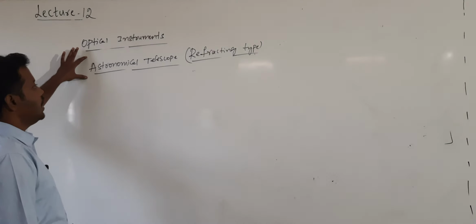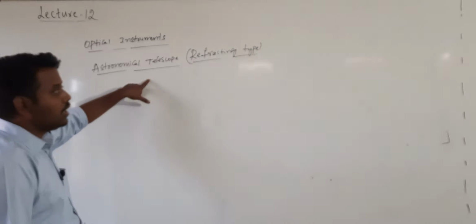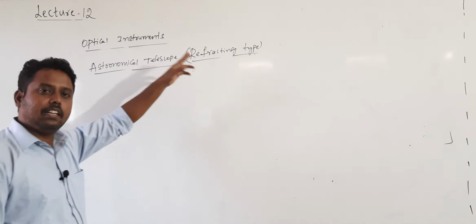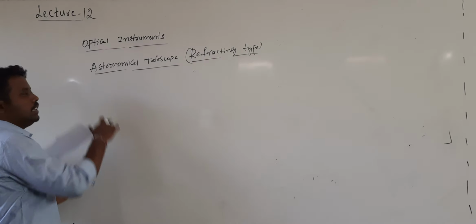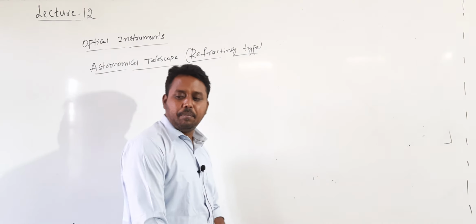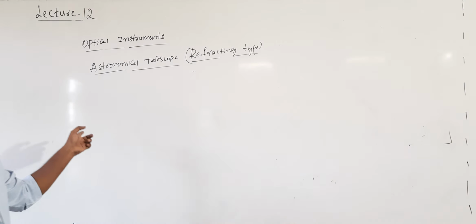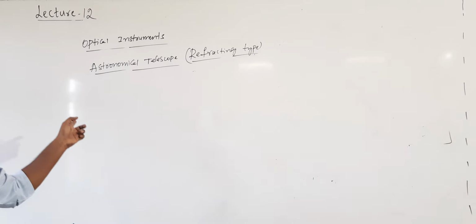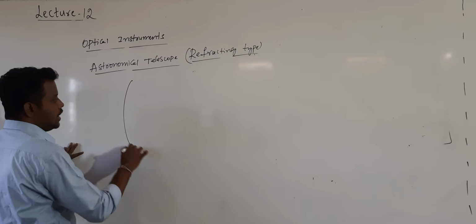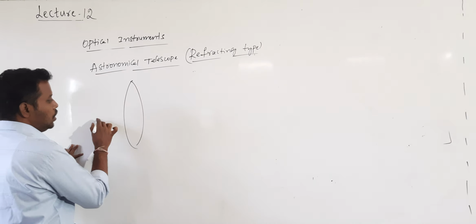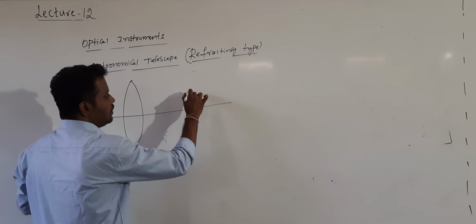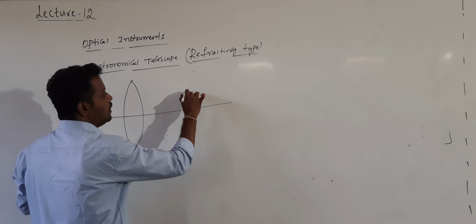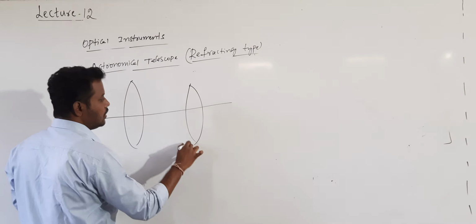Again, for the astronomical telescope there are two types. One is the refracting type, the other is the reflecting type. First we will see the refracting type and what its disadvantages are. After that we will see the advantages, and why we go with the reflecting type. Regarding this astronomical telescope, it has a system of two lenses. This is the first lens and this is the second lens.